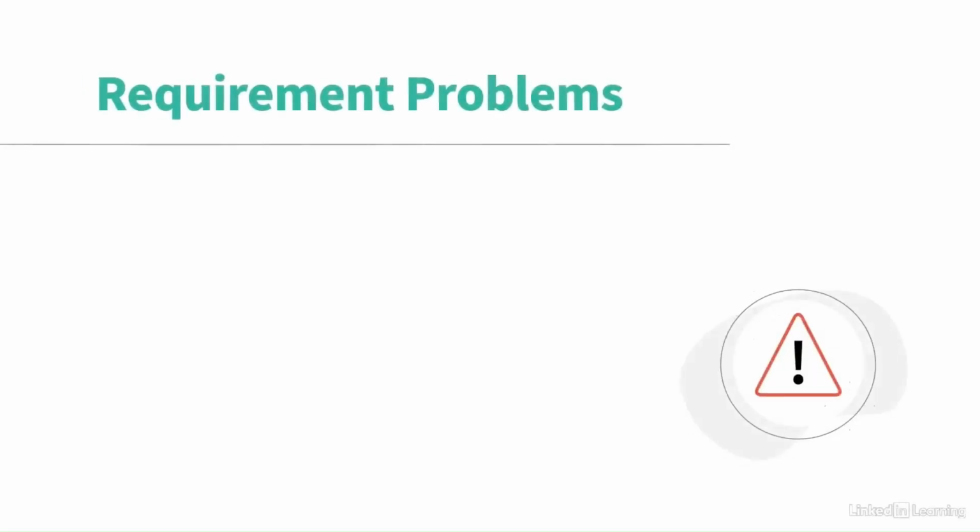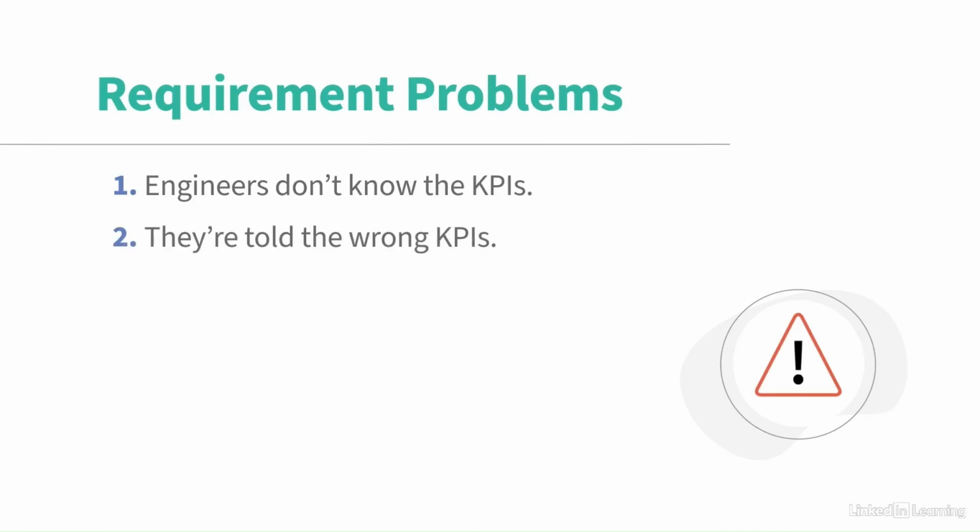Let's look at requirements, because the requirements are very important in the early phases of your project, and it's also where a lot of engineers struggle. Usually they struggle here because of two problems with the KPIs, the key performance indicators. One is that the engineers don't know the KPIs, or don't know all the KPIs, or that the KPIs they're told are actually the wrong KPIs for what they want to do.